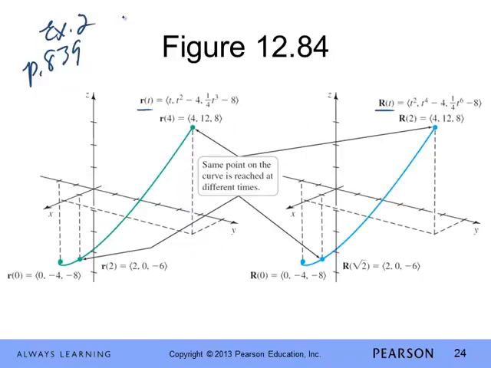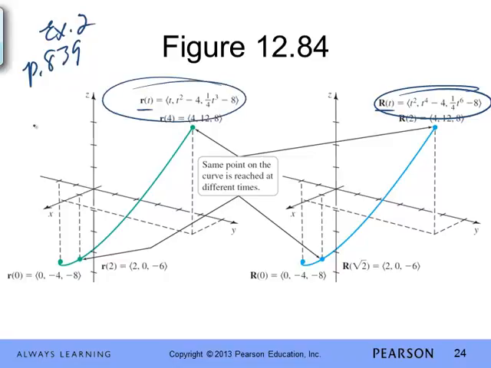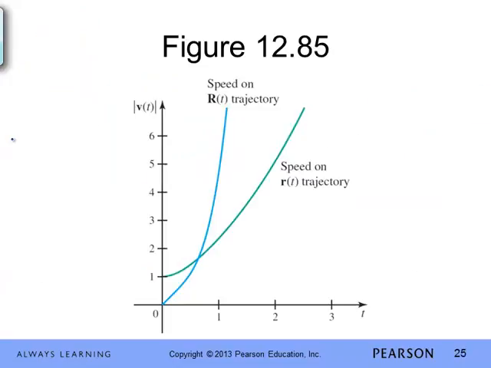So if you were to calculate, and you could do it on your own, the magnitude of big R prime and compare it to the magnitude of little r prime. Actually, we can compare them right here by looking at the graph. Here's the speed of little r, which is in green. Here's the speed of big R. We're comparing the speeds. Blue, the speed for big R, increases much more quickly.